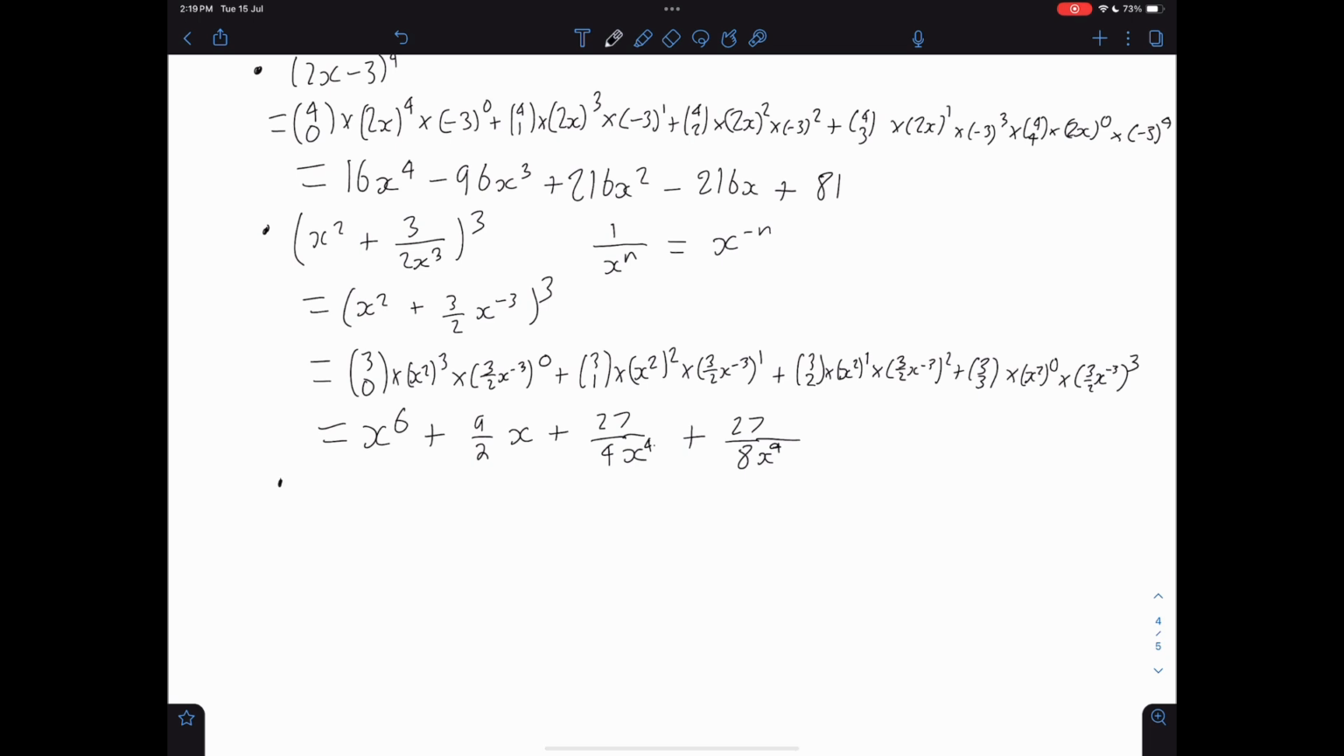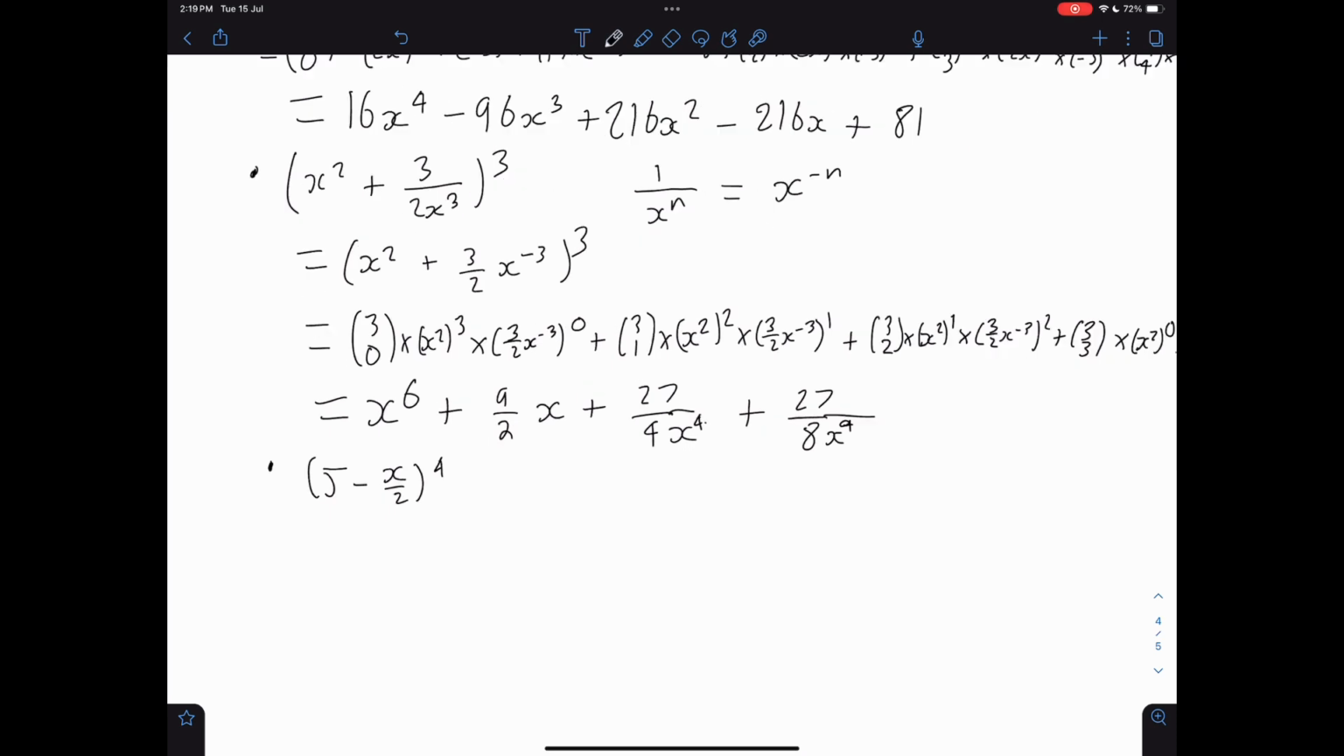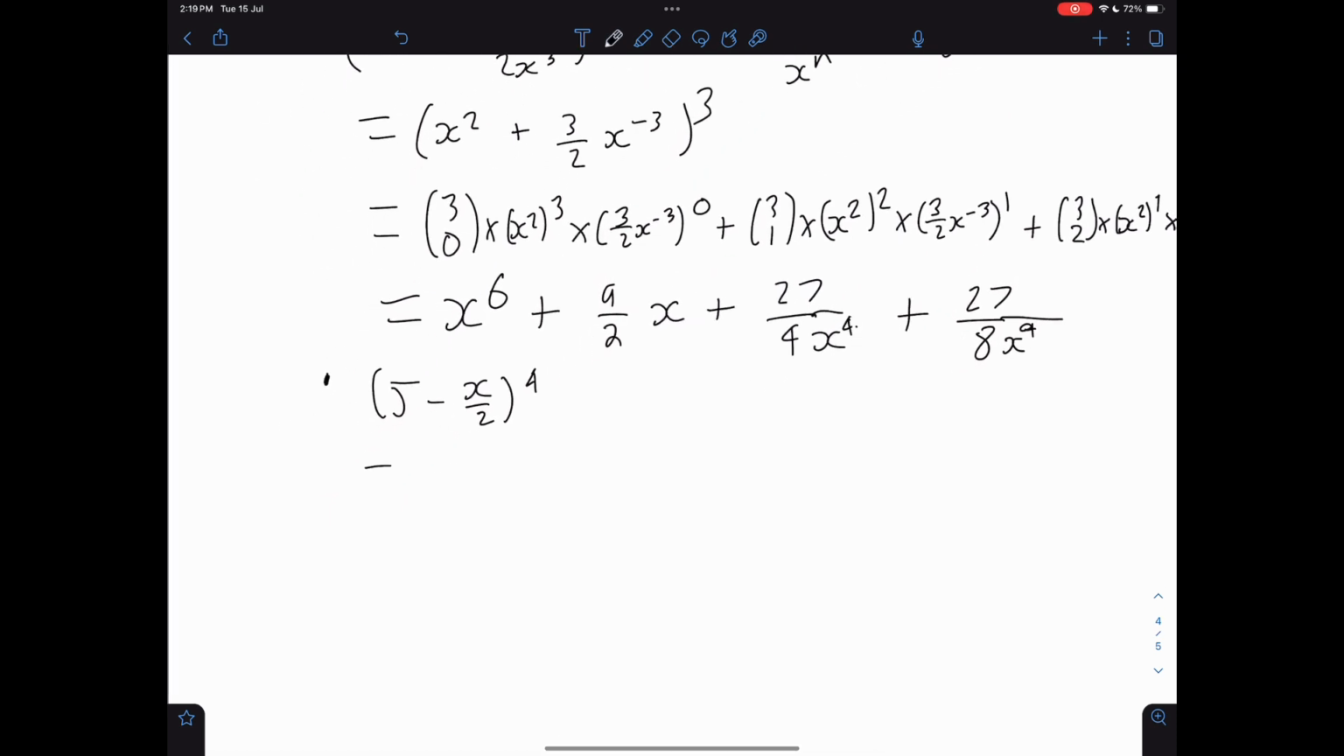Okay, so our final example is going to be (5 minus x over 2) to the power of 4. Now the first thing I do, just to make sure I don't make mistakes, I'll rewrite it by taking out the 1/2 and just making it a proper coefficient. And then I just apply the same formula. I mean, hopefully you are very familiar with this now.